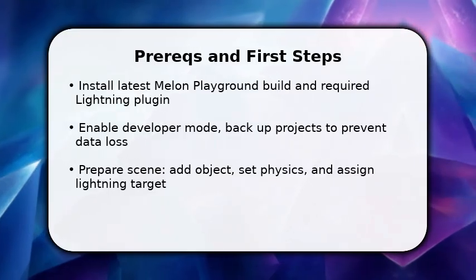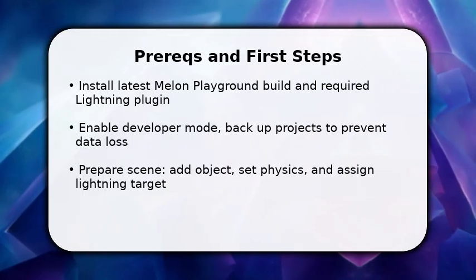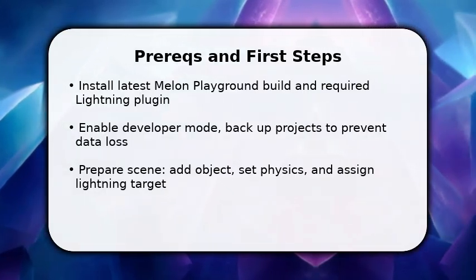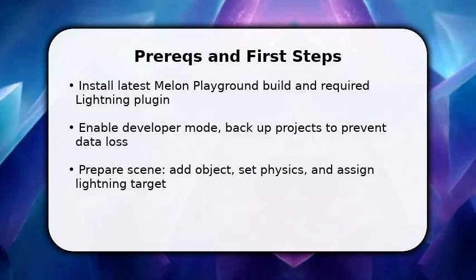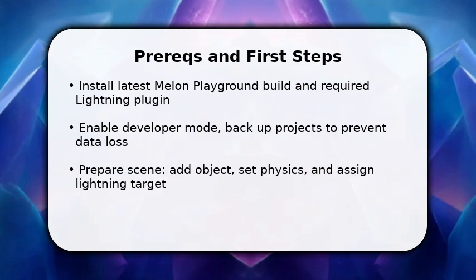Next, add a physical object to act as the strike target and set its collision and conductivity properties. Once done, assign the Lightning component to your spawner object and set initial values like intensity and range. These first steps give you a safe, editable baseline to iterate from.